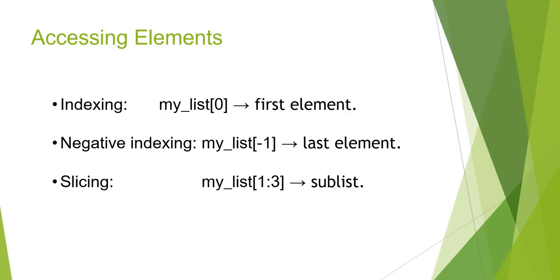Now slicing of the list. If we need to take 2 or more elements from the list at the same time, we make use of slicing in indexing. Here my underscore list is the name of the list we have created. Now within the square brackets, we give 1:3. So this gives a sublist of items.